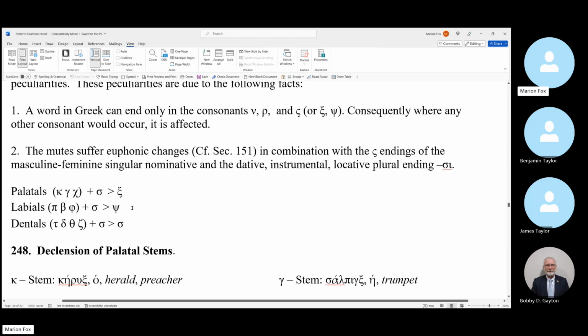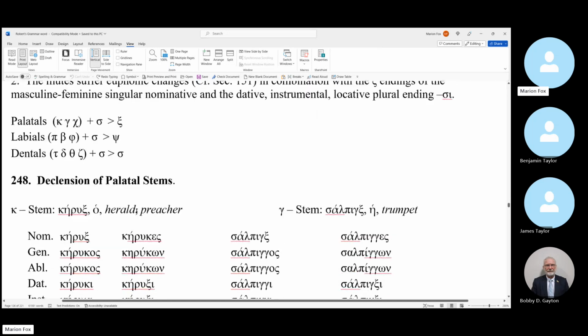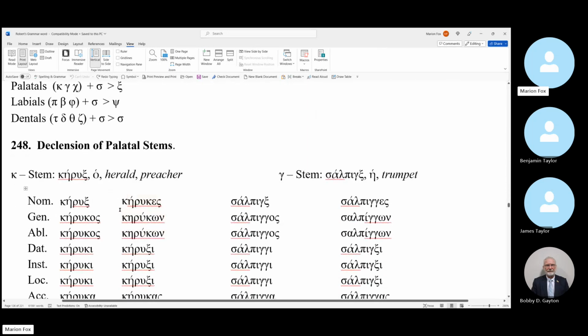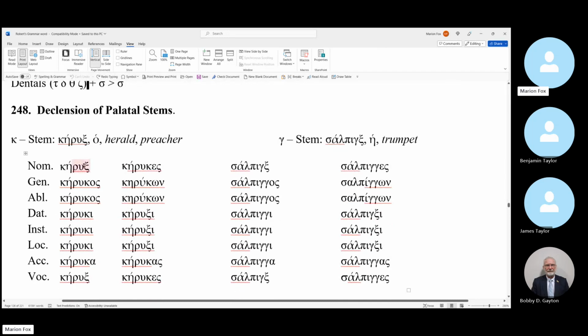Now, let's take the word karux, a preacher. We're going to take that word, and it's palatal. We don't know what the stem is just from the nominative case, because this rule kind of throws it out of kilter. So what should it be? Well, we take the os ending off, and we have our stem. We want to break it there. There's your stem.